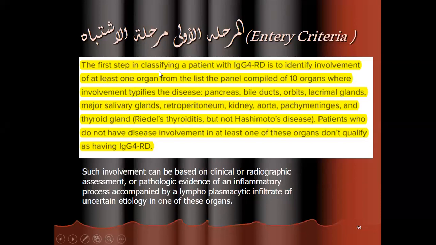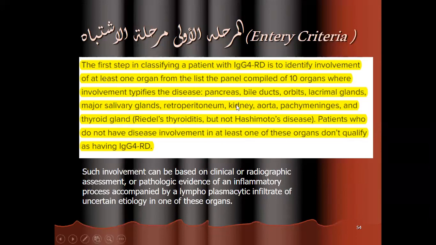The first step in classifying a patient with IgG4-related disease is to identify involvement of at least one organ from the list. The panel compiled 10 organs where involvement typifies the disease. يعني ايه؟ يعني لازم العيان اللي عنده اورجان من ال10 دول افكتد هو اللي هبدا اشتبه فيه. ال10 دول سلام عنده مش هيشتبه فيه.